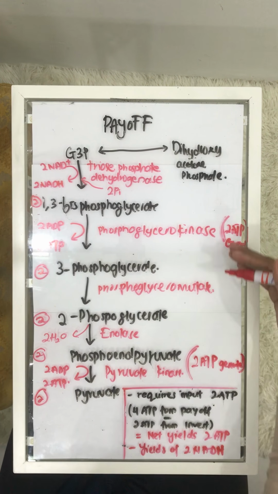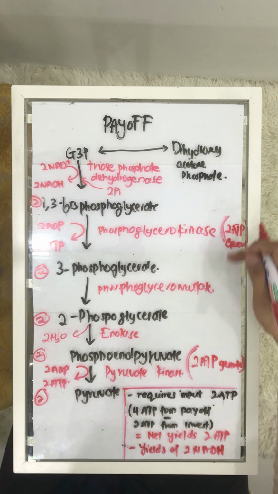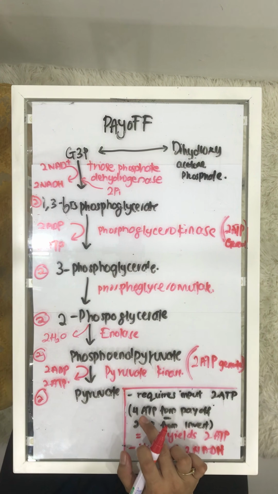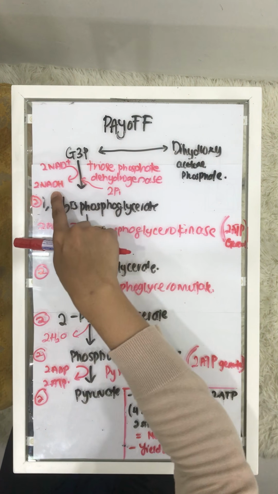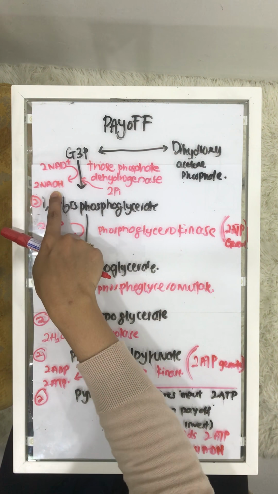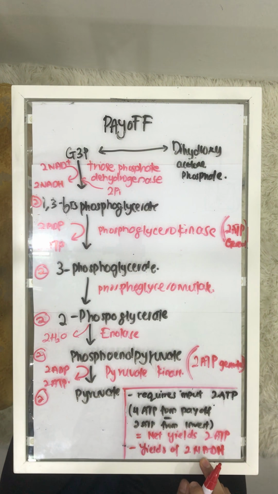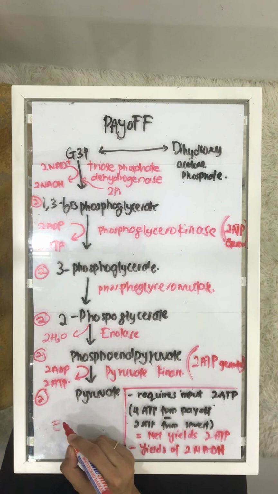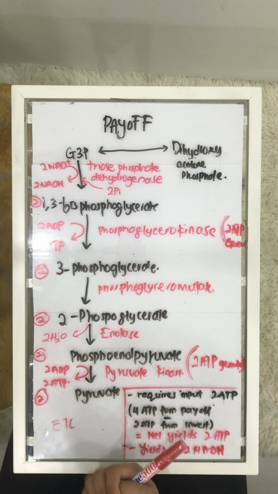So how many ATP are basically generated in the payoff phase? There are 2 plus 2, which is 4 ATP from the payoff phase. And then how many NADH are being produced? There are 2 NADH being produced. These 2 NADH will be further utilized in the electron transport chain in order to produce more energy.